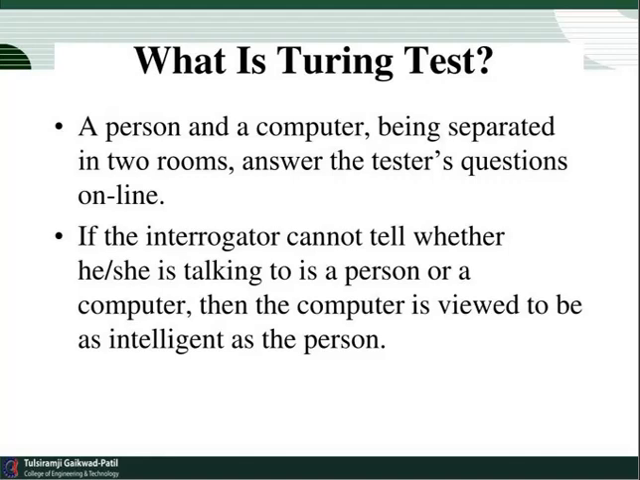If the interrogator cannot tell whether he or she is talking to a person or a computer, then the computer is viewed to be as intelligent as the person. That means, suppose there is not much difference between the answers given by the computer and the human being, then we can say that the computer is achieving the knowledge or the intelligence like a human being, right? And then that particular computer is viewed to be as intelligent as the person.